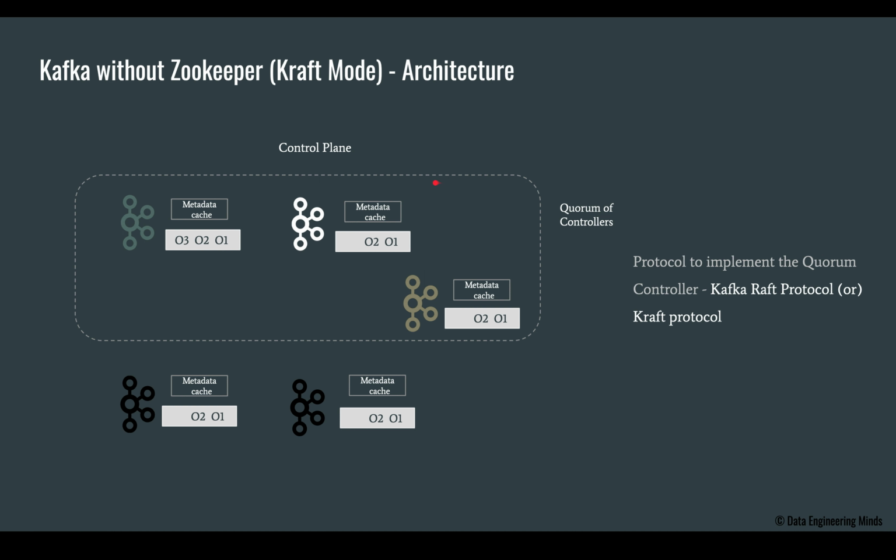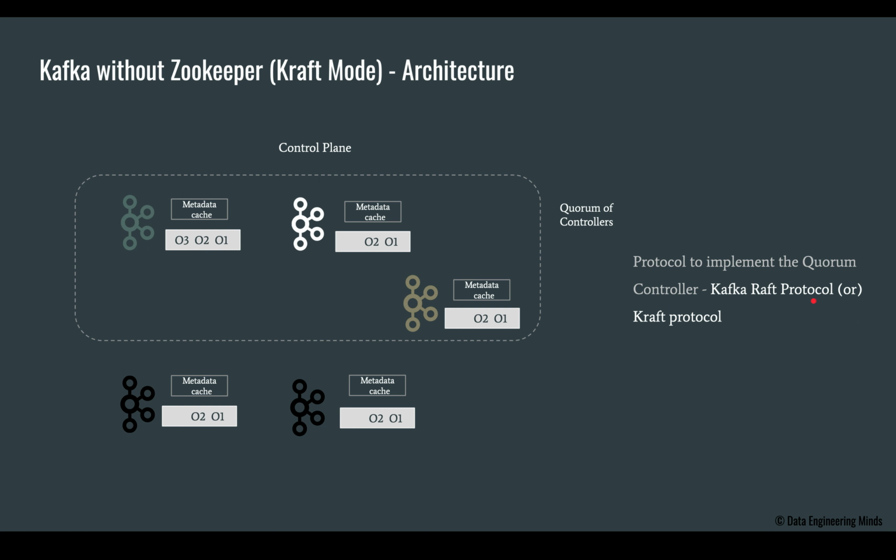The protocol to implement the Quorum controller, that is how all the controller nodes that are part of the Quorum replicate the metadata, and then how an active controller is selected. The protocol to implement these two concepts is called the Kafka Raft protocol, or simply the KRaft protocol. I will explain this Kafka Raft protocol shortly in this video.